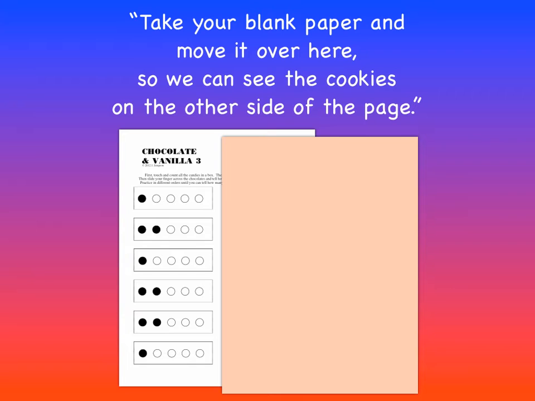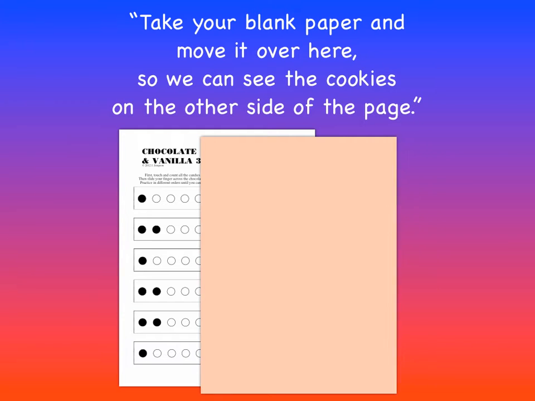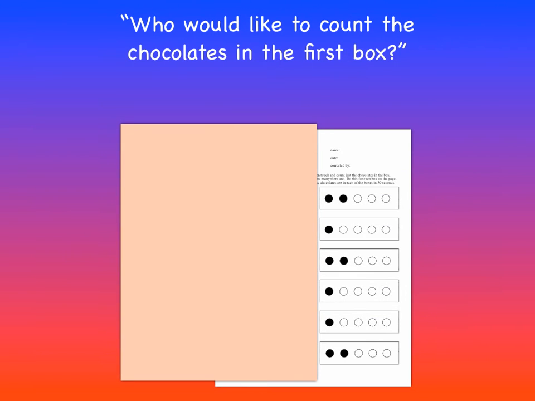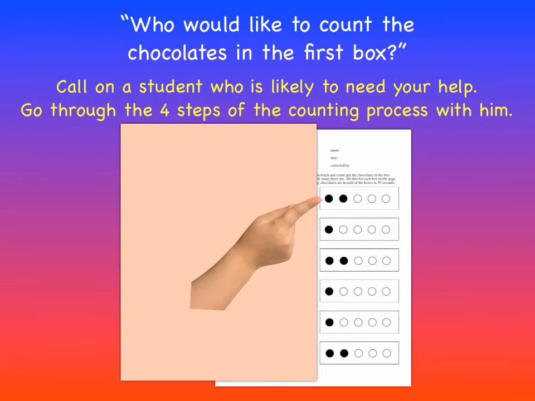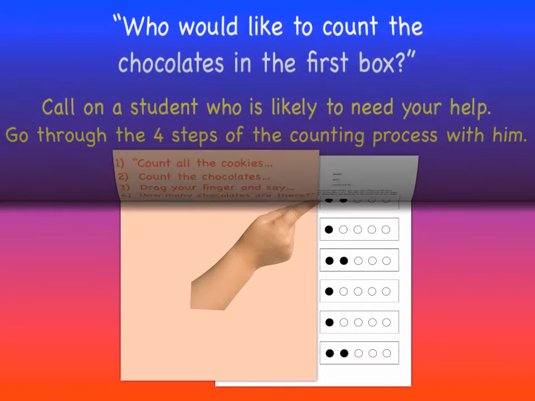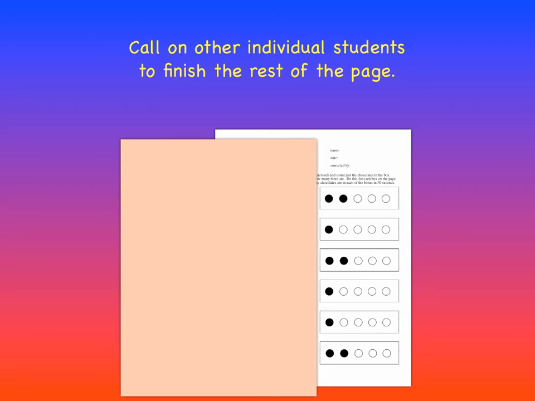Take your blank paper and move it over here so we can see the cookies on the other side of the page. Who would like to count the chocolates in the first box? Call on a student who's likely to need your help. Go through the 4 steps of the counting process with him. And there's the 4 steps if you need them. Call on other individual students to finish the rest of the page.